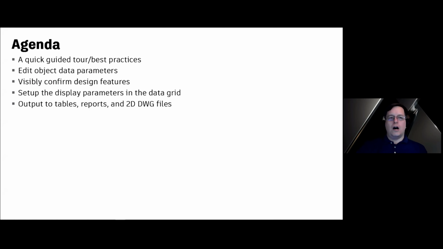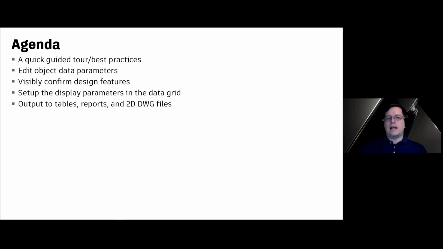So a quick agenda on what you're going to see in this particular session. First of all, we're going to do a quick guided tour and some best practices around the Project Explorer tool. Then we're going to spend some time on editing object data parameters inside the window. Then we'll also look at visibly confirming design features. I think this is a really important part of what Object Explorer provides, and so we'll take a look at that quick as well.